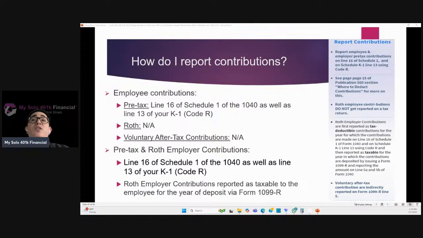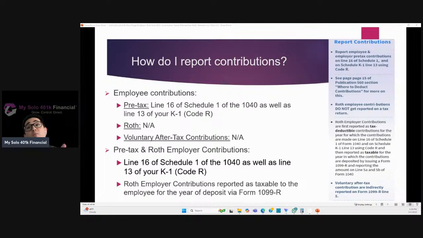But per the IRS guidance, per IRS Notice 2024-2, regardless of whether the employer contribution is made as a pre-tax contribution or a Roth contribution, it still needs to be reported as tax deductible on the employer's return for the year for which the contribution is made. So that means it goes on that same line, line 16 of Schedule 1 of your 1040, as well as line 13 of your K-1, code R. Now, if it's an employer contribution that's made as a Roth contribution, it does ultimately need to be made on an after-tax basis.